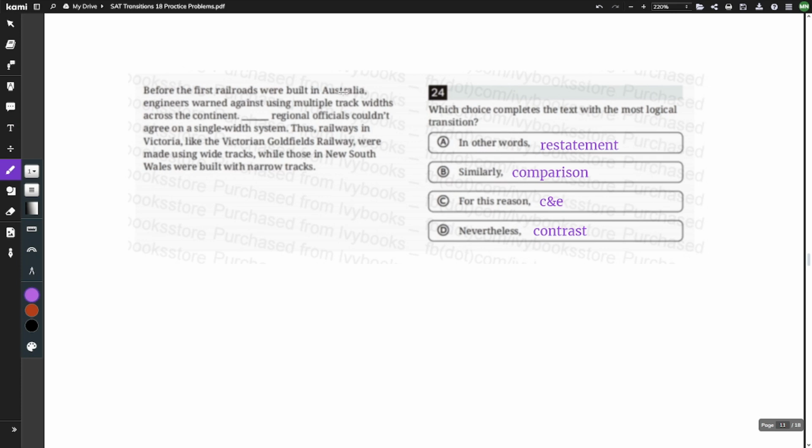Before the first railroads were built in Australia, engineers warned against using multiple track widths across the continent. Regional officials couldn't agree on a single width system. Thus, railways in Victoria were made using wide tracks, while those in New South Wales were built with narrow tracks. So, this first sentence says engineers warned against using multiple track widths, and the second sentence says regional officials couldn't agree on a single width system.